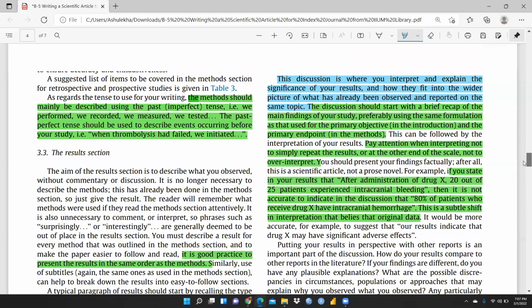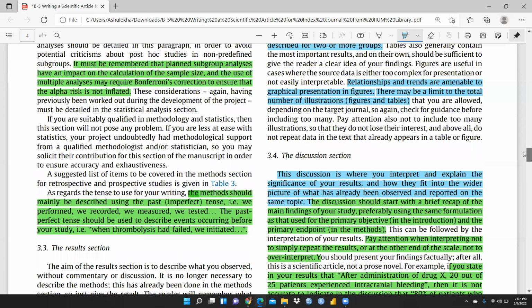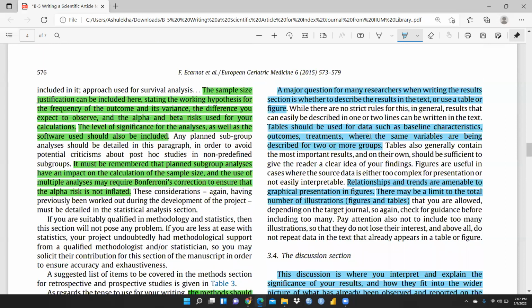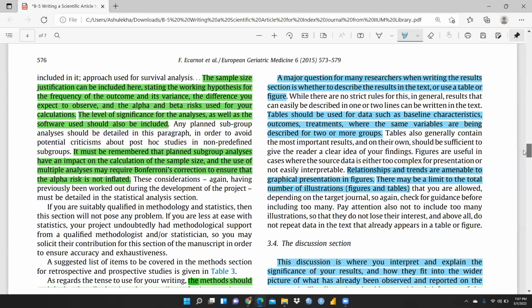When we come to the discussion section, it is very important, but before that I would like to tell you the major question for many researchers when writing the results section: whether to describe the results in the text or use a table or figure. Tables should be used for data such as baseline characteristics, outcomes, treatments, and where the same variables are being described for two or more groups. You can use a tabular form to present this data.